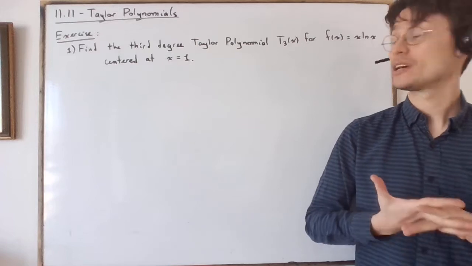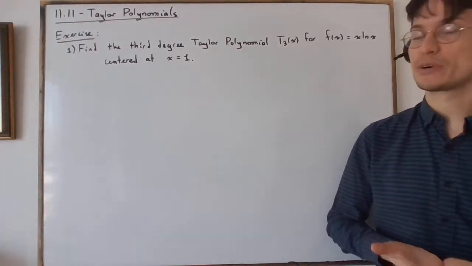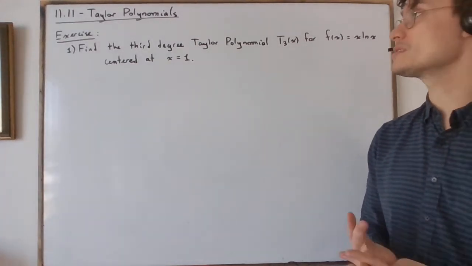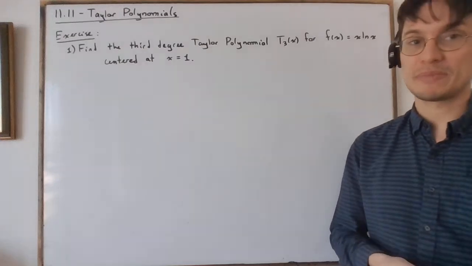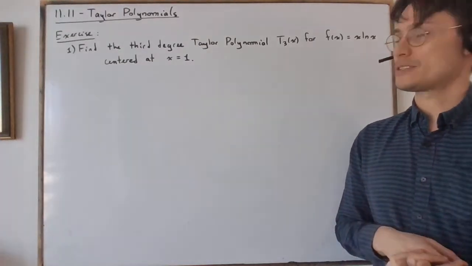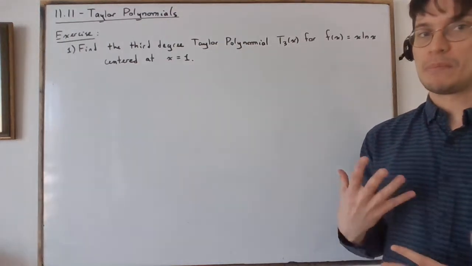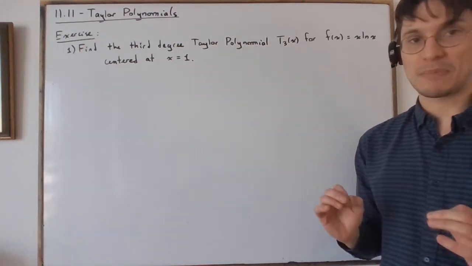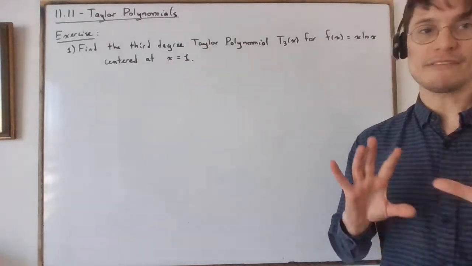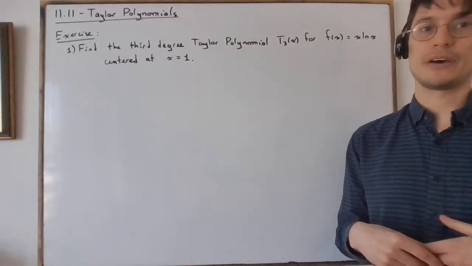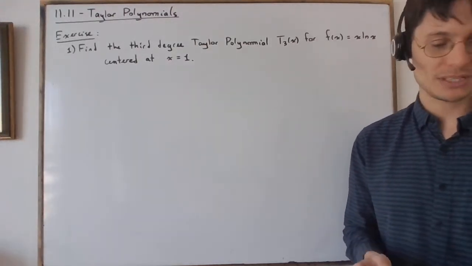We're going to tackle the exercise at the end of section 11.11, in which we're discussing Taylor polynomials and their use in approximating functions. The exercise has 3 parts, but we're only going to do the first part in this video, and then we're going to leave parts 2 and 3 to one or more other videos.